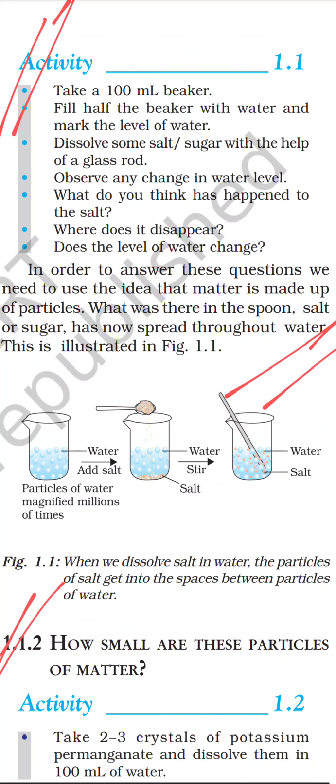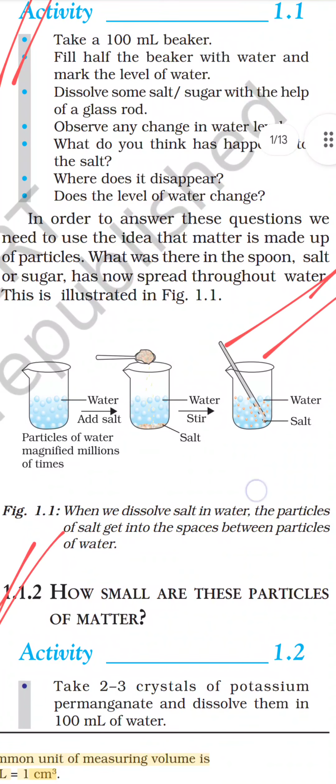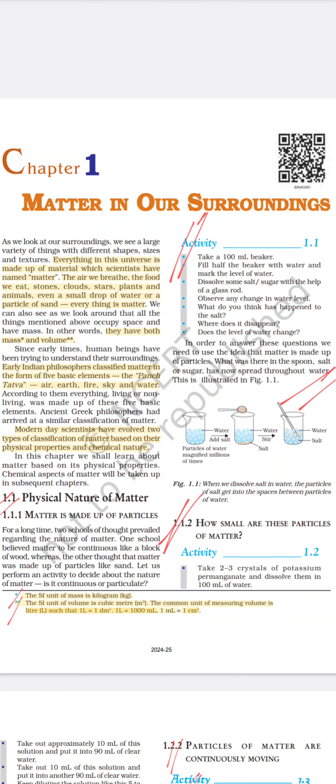How small are these particles of matter? Activity 1.2. Take 2 to 3 crystals of potassium permanganate and dissolve them in 100 ml of water.